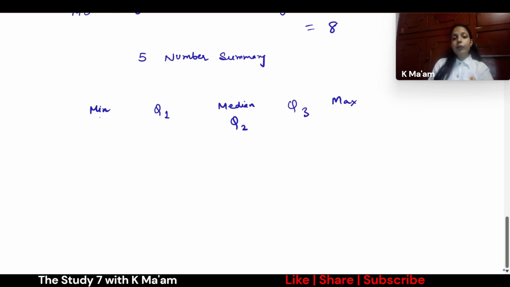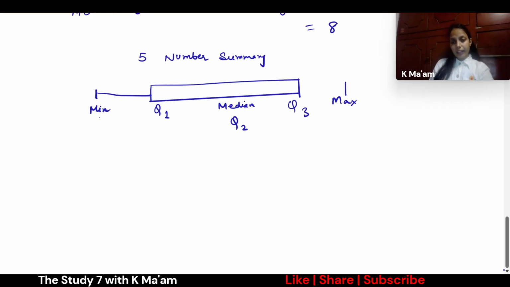If you have to draw a box plot diagram, the minimum is one line, the maximum is one line. Where Q1 starts, the box will start. Where Q3 ends, the box will end. Where the median is, put a line and then connect it. This is known as the 5-number summary presented on a box. It's a box plot. Apart from that, there is the term IQR. It's the interquartile range, which is Q3 minus Q1.